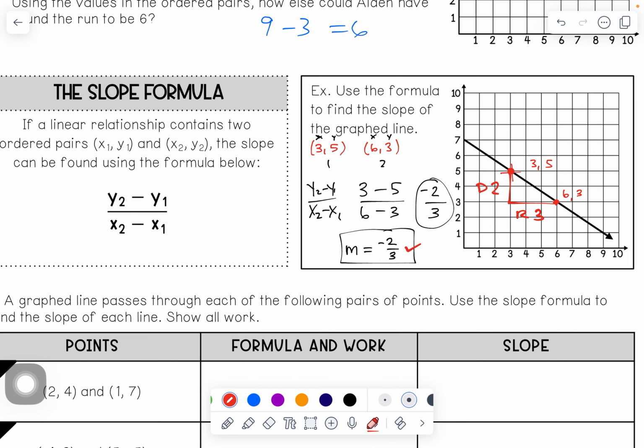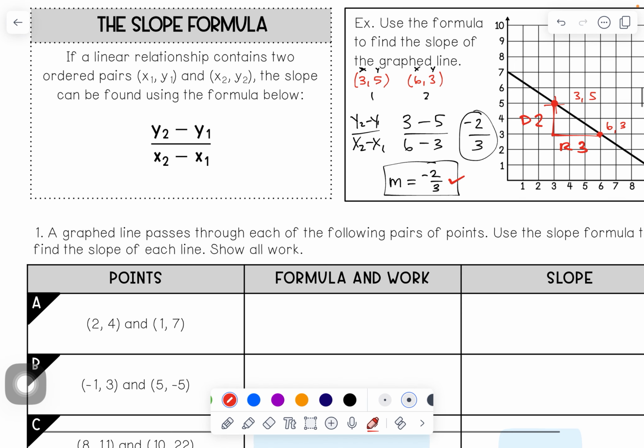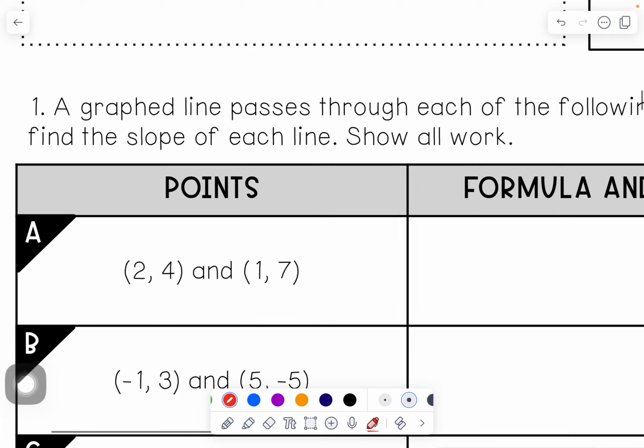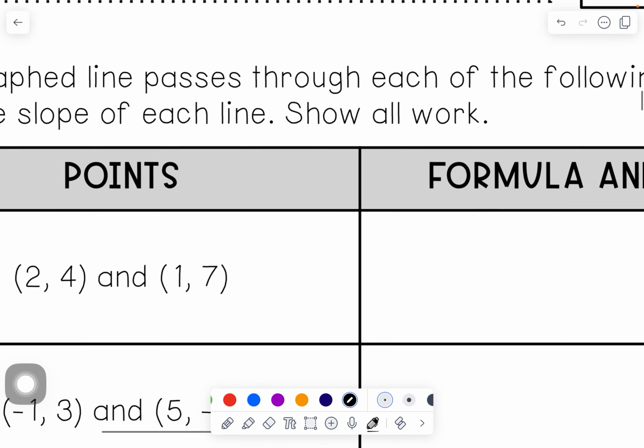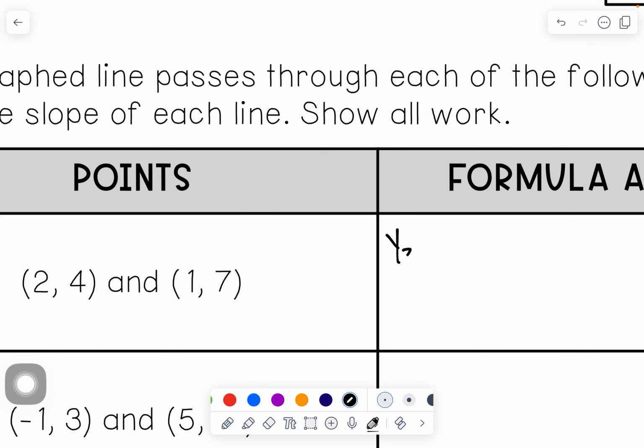All right, let's take a look at a couple other examples here. I'll try to go through the process exactly the way that I would like to see you do it, and it's always going to start with writing the formula down: y2 minus y1 over x2 minus x1. I prefer that you tell me which point is the first point and which point is the second point.